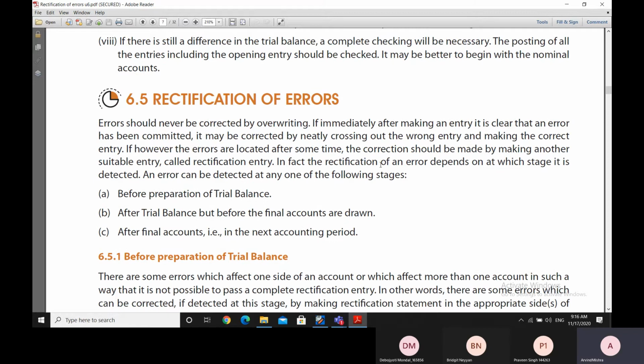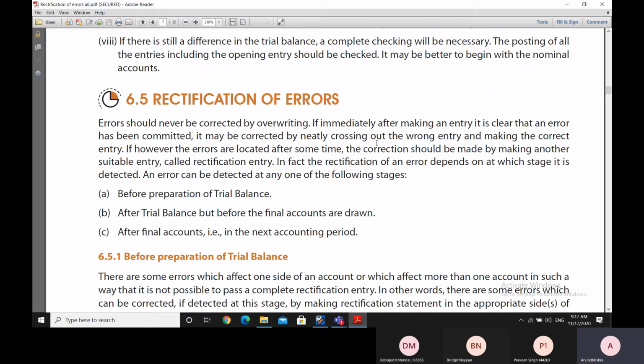So first thing that has to be understood very clearly is that we should never overwrite. We should never do any overwriting to correct any errors in the account books. Supposing we make an entry and we find that we have made an entry which is incorrect, it becomes clear immediately that error has been committed. So we may neatly cross out the wrong entry and make the correct entry there itself if we have detected it.